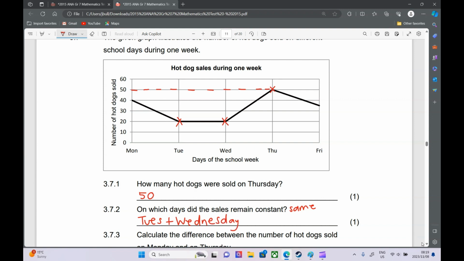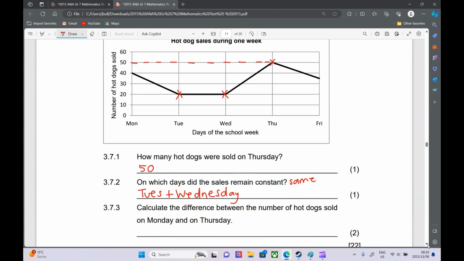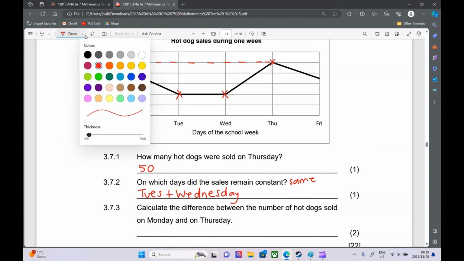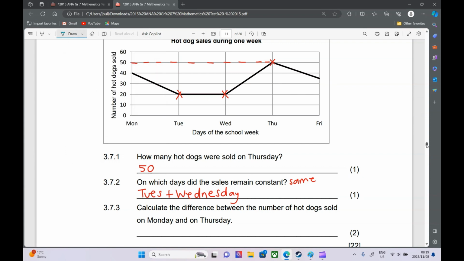Calculate the difference between the number of hot dogs sold on Monday and on Thursday. The difference means we need to subtract. On Monday, let's check how many we sold. Monday we sold 40. And then on Thursday, we already said we sold 50. If we want the difference between those, we always go the biggest, so 50, take away the smallest. And so we are going to get 10 as our difference.